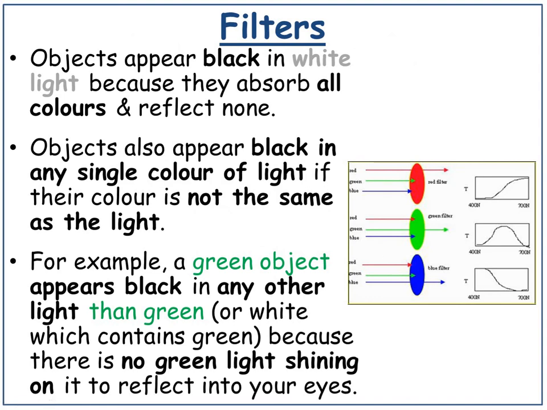So objects appear black in white light because they absorb all the colours and reflect none. Objects also appear black in any single colour of light if their colour is not the same as the light. As an example, a green object appears black in any light other than green or white, because there is no green light shining on it to reflect into your eyes.